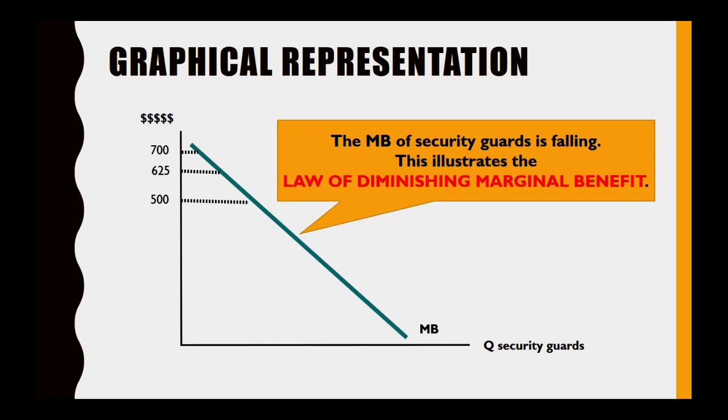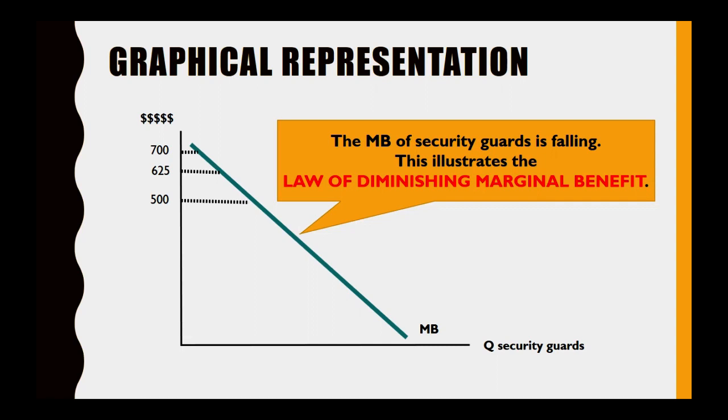So we have a specific name for this, guys. When we talk about marginal benefits falling, this is what we call the law of diminishing marginal benefit. It's not a very clever name. So we see here the law of diminishing marginal benefit. As we add more and more guards, the benefits of each additional guard are going to fall, right? So the marginal benefits of additional security guards is falling, illustrating the law of diminishing marginal benefit.